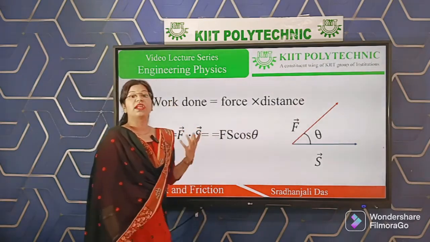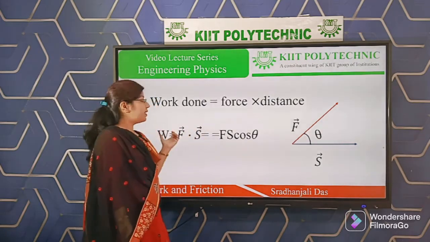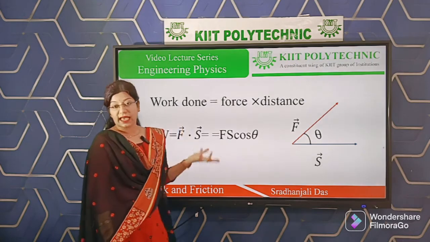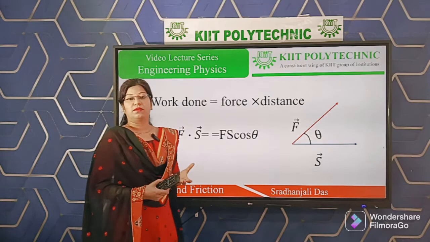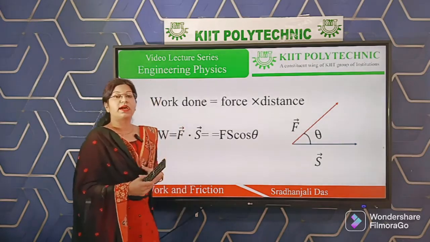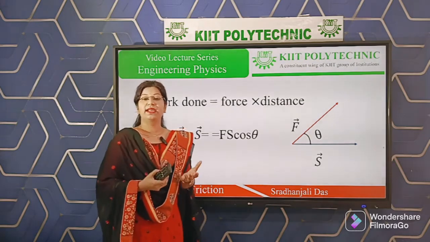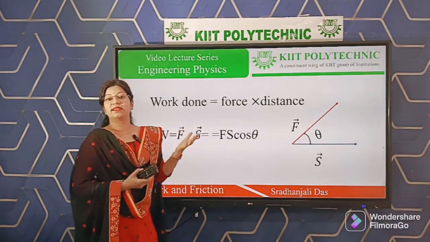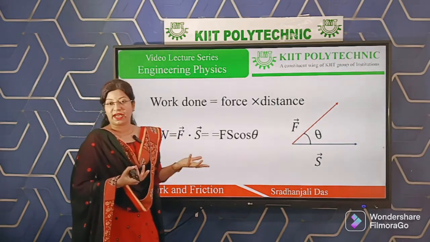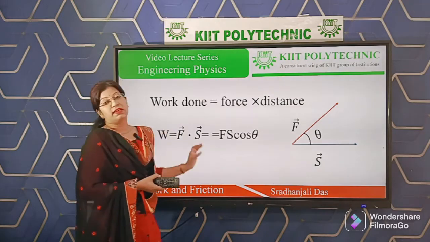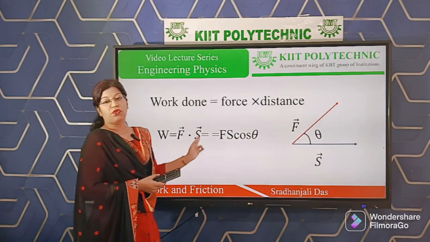So there may be a question in everyone's mind: though it is a dot product of two vector quantities, why is work done a scalar quantity? It's a very important question. When we calculate the amount of work done, it doesn't depend upon the direction, only upon the magnitude. Since it only depends upon the magnitude, 12 joule work, there is no requirement of direction. That's why work done is always a scalar quantity, though it is the dot product of two vector quantities.